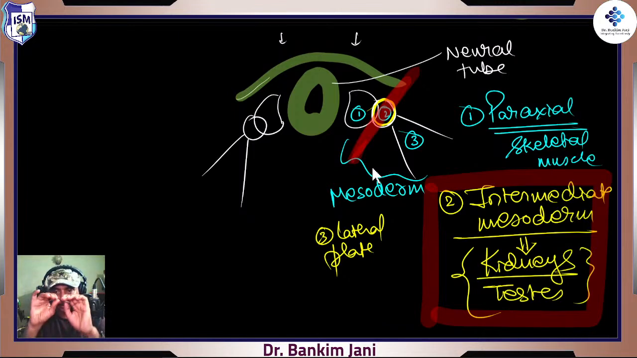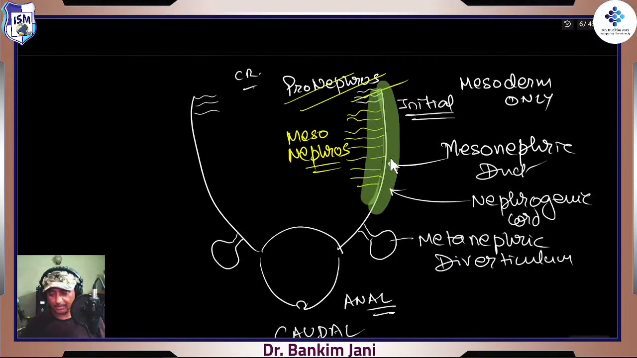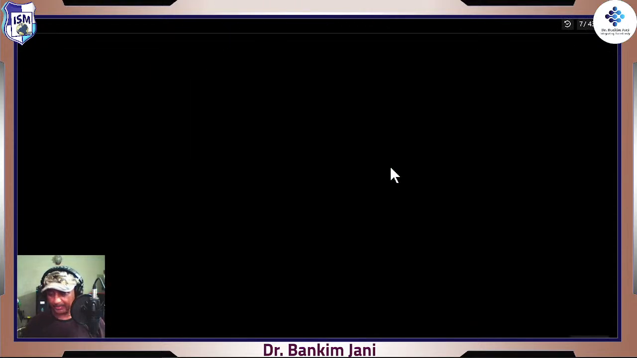A few germinal tissues, they once again migrate, right? And they enter into the mesoderm. They will migrate, and then they will lead to the formation of the testis, the gonads, right? These are the gonads, right? So if I draw it on another page, for complete clarity, this is the mesonephric duct.